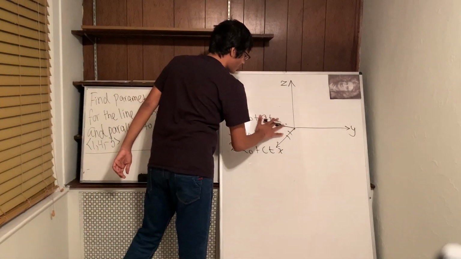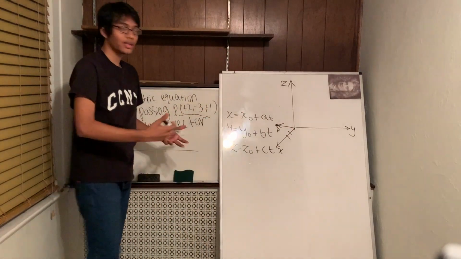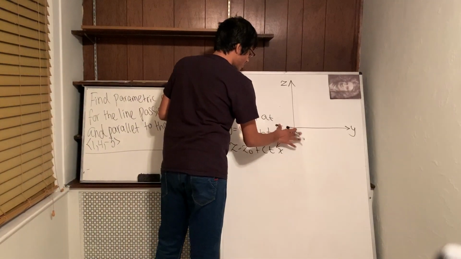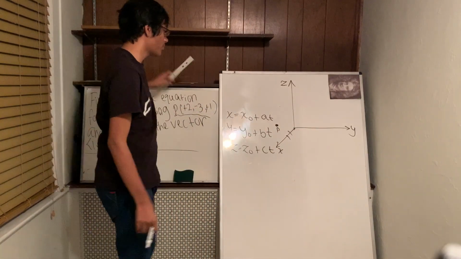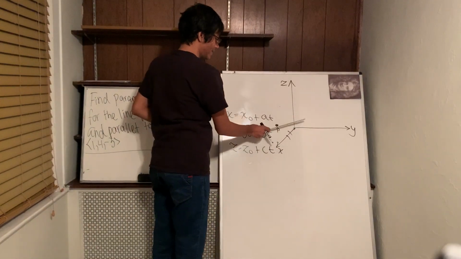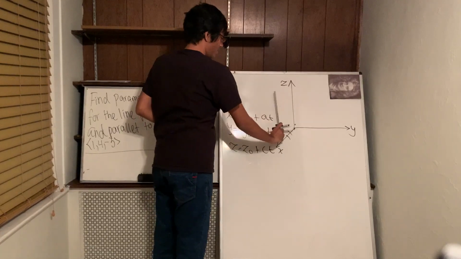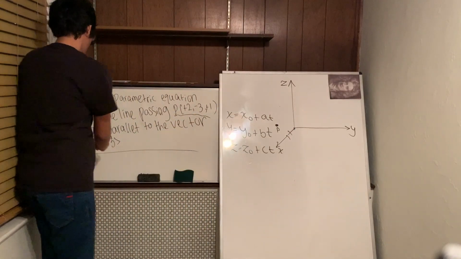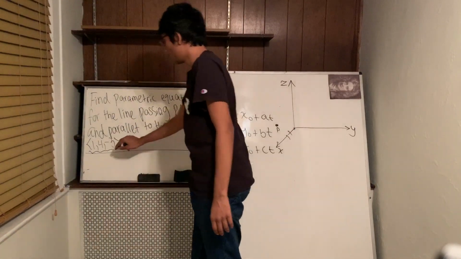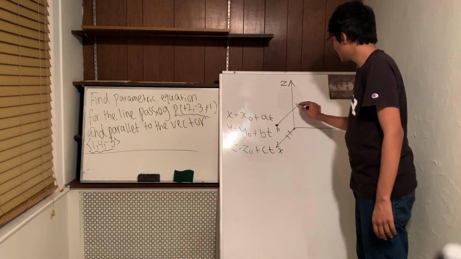Now, we have our point, but we still need to know what our line looks like, right? What does our line look like? Well, our line has to pass through this point, but remember what I said: there are many lines that pass through any given point. So we need a vector parallel to our line to tell us what direction to go in. And that's this vector, (1, 4, -3). So (1, 4, -3) might look like this.